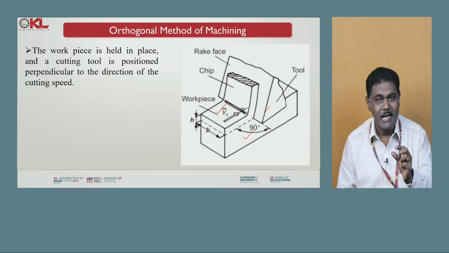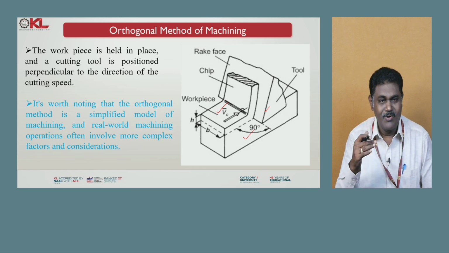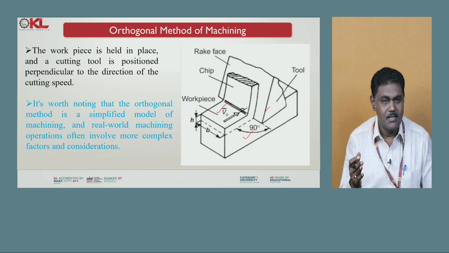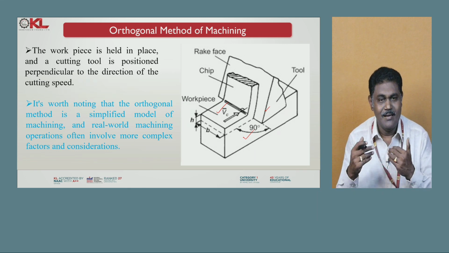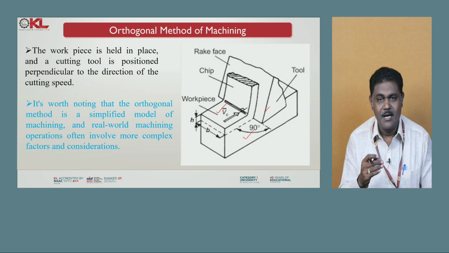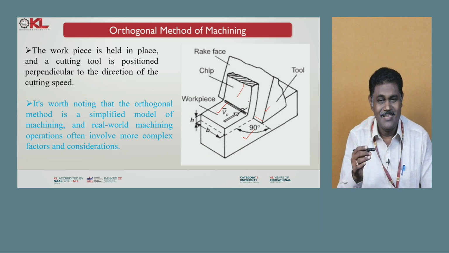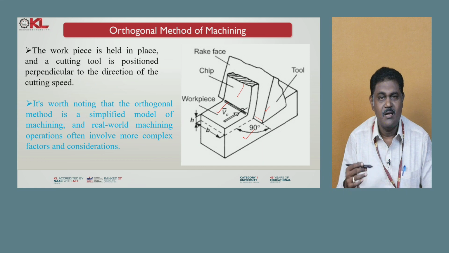The workpiece is held in place and the cutting tool is positioned perpendicular to the direction of the cutting speed. It's worth noting that the orthogonal method is a simplified model of machining, and real world machining operations often involve more complex factors and considerations. You can clearly observe how the chip is flowing. The chip is flowing on the surface of the tool, and this tool edge is perpendicular to the direction of the chip. That type of machining is called the orthogonal method of machining.